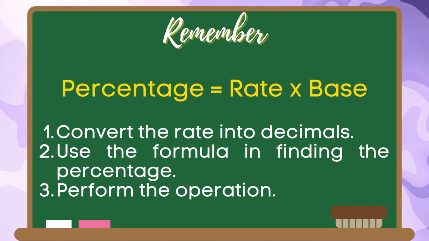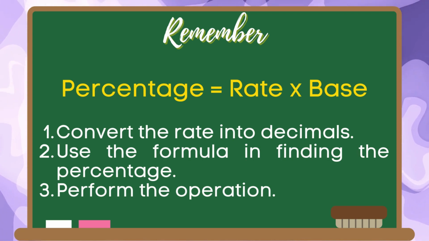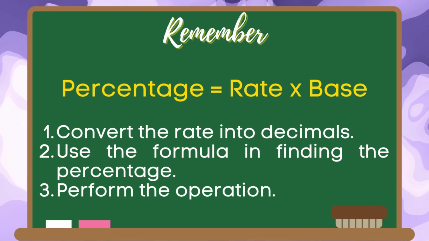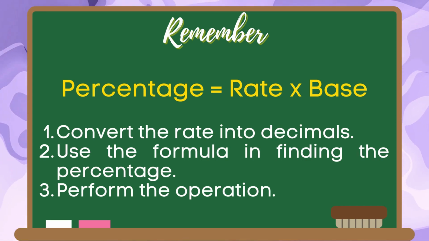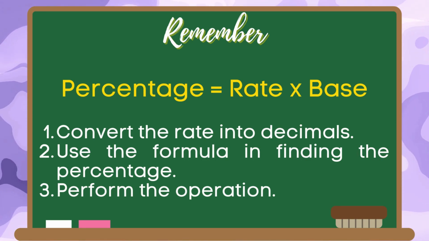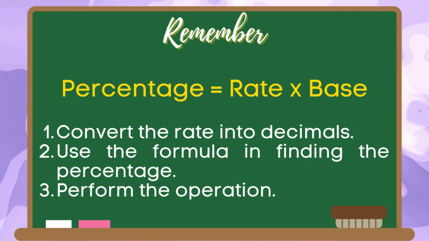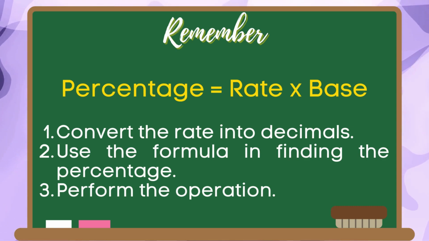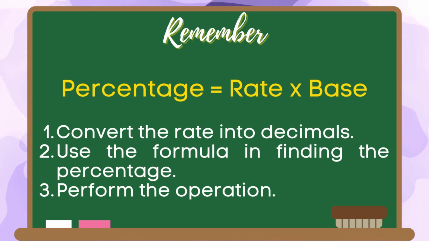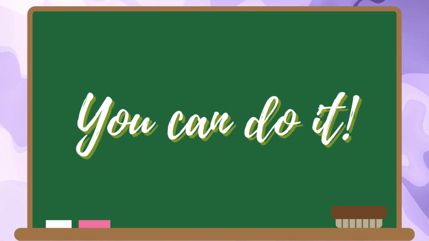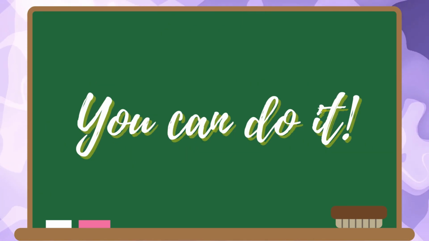Remember the formula in finding the percentage. Percentage is equal to the product of rate and base. For you to get the percentage, you must follow the steps. First, convert the rate into decimals. Second, use the formula in finding the percentage. And third, perform the operation. Let us practice what you've learned in this video.